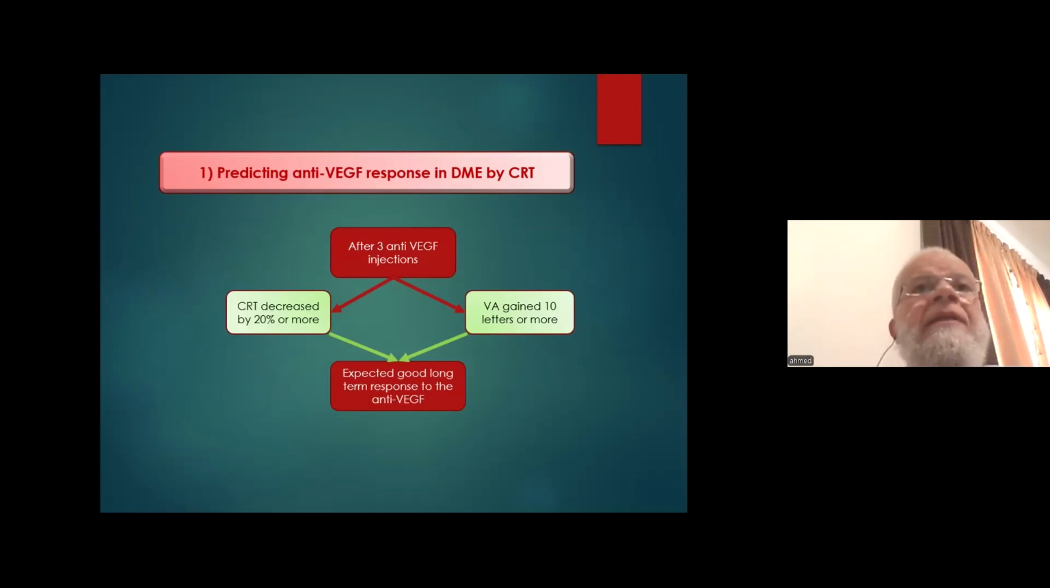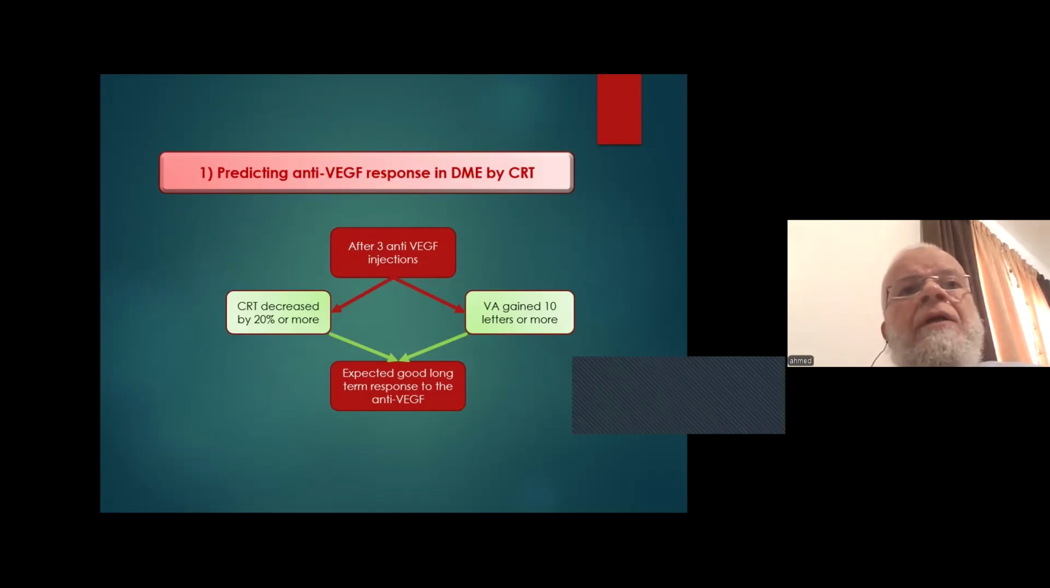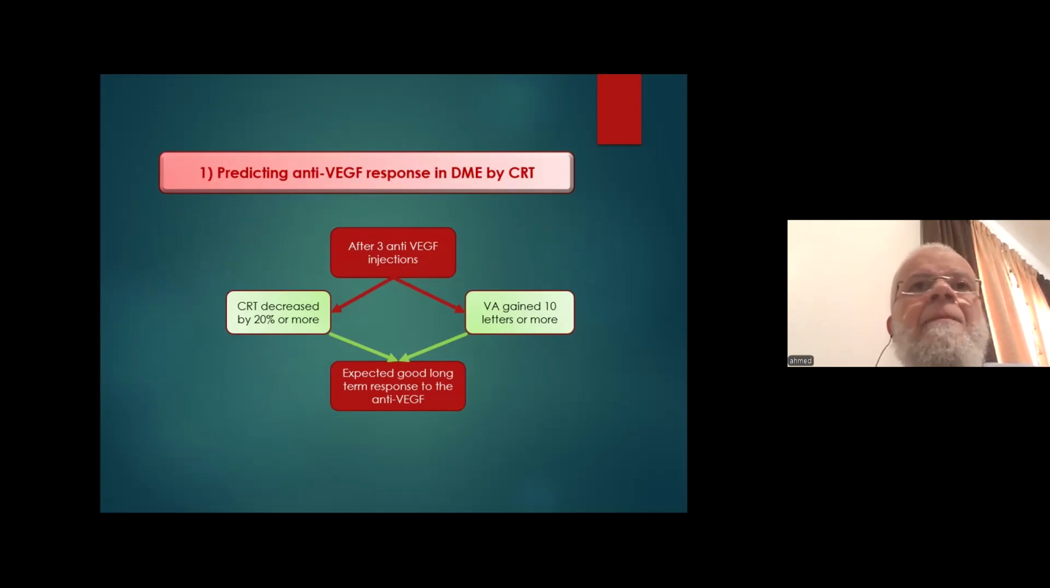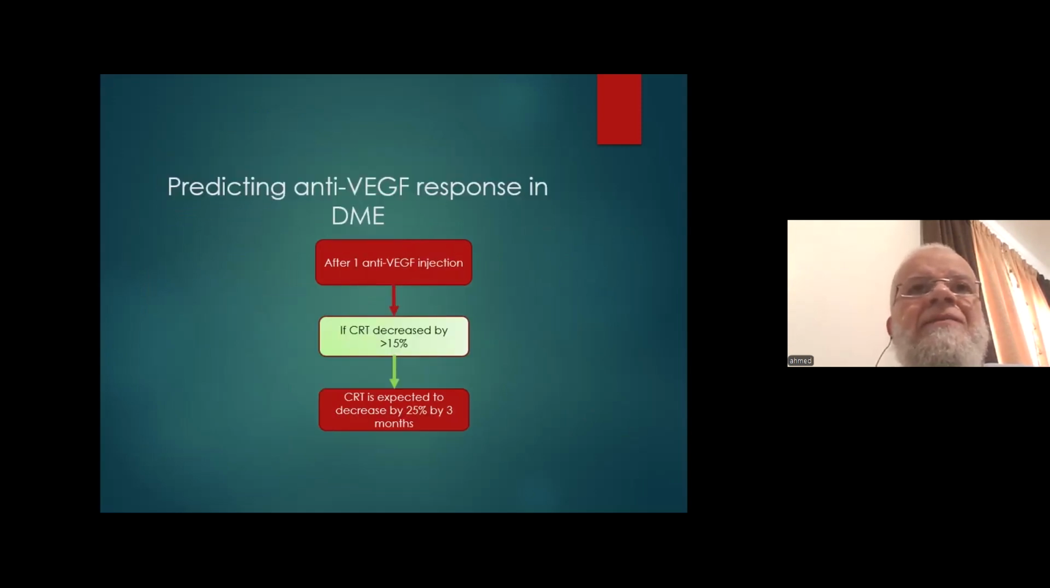Clinically, we can predict the response to anti-VEGFs after 3 anti-VEGF injections if the central retinal thickness decreases by 20%, or the visual acuity is gained by 10 letters or more. There is a good long-term response to the anti-VEGF, which is expected. After 1 injection, if there is a decrease of 15%, this also gives a good prognostic criterion.